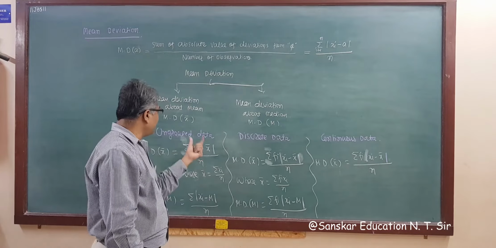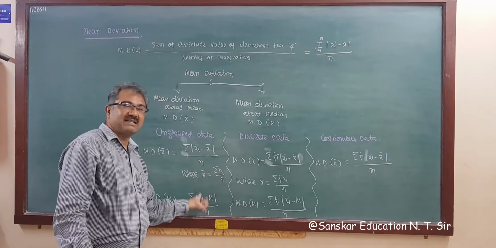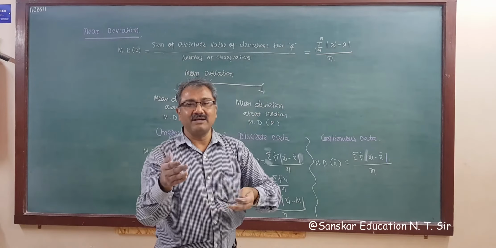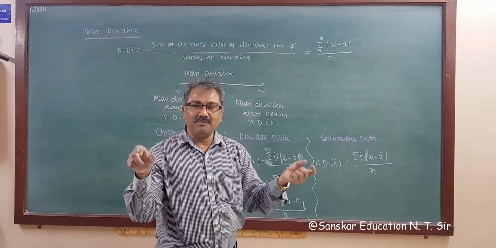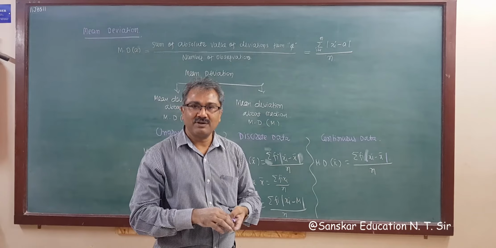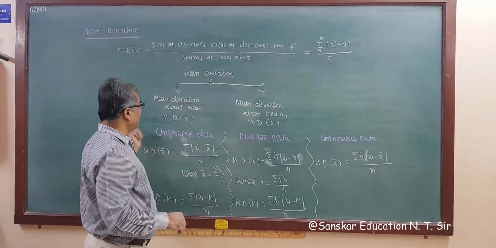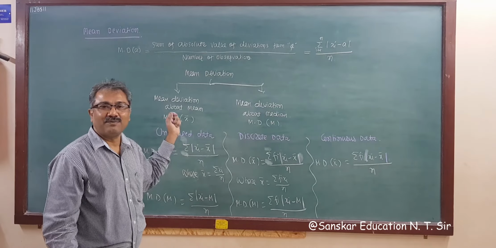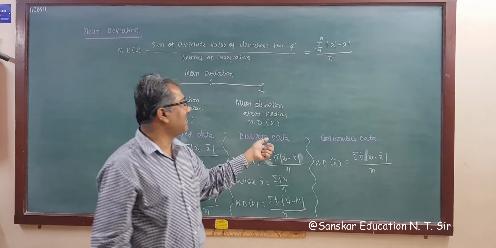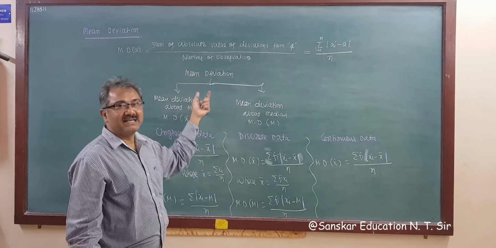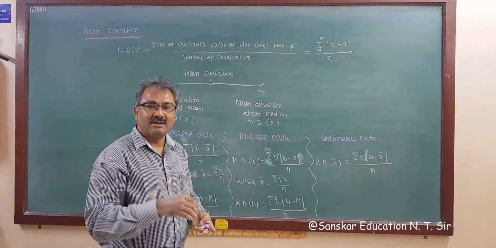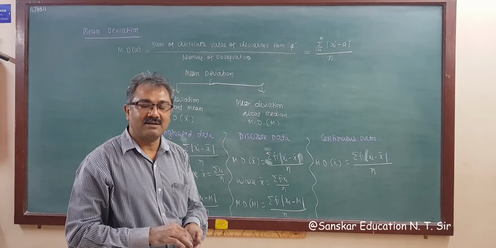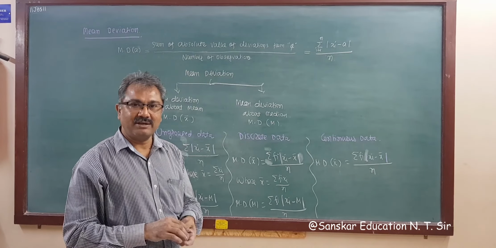These xi minus x bar, xi minus m are called deviations. This is now important, and the first topic of your 11th standard statistics, that is mean deviation, and we are going to learn how to solve examples of mean deviation in the next lecture. Okay, thank you.